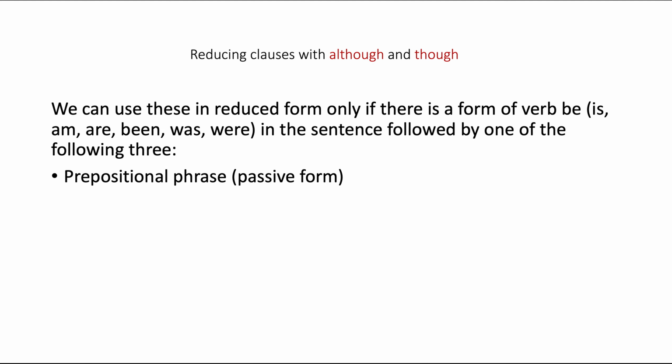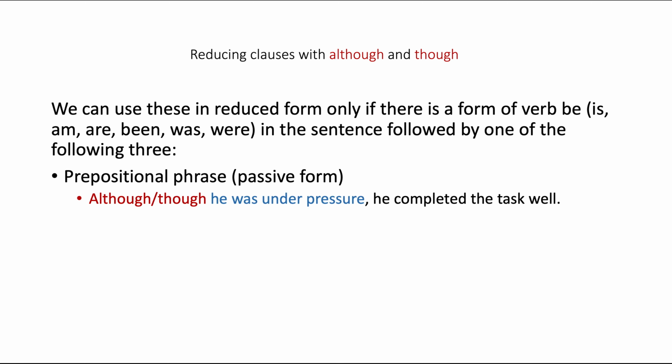Finally, if you see a prepositional phrase after a form of verb be, you can reduce the adverbial clause that has although or though in it. Like this example, though he was under pressure, he completed the task well. So under pressure is a prepositional phrase. It has a preposition under, and it is followed by a noun or a noun phrase. And so this is a prepositional phrase, and it comes after a form of verb be, and it has although or though in the adverbial clause.